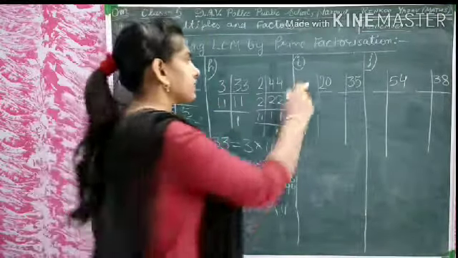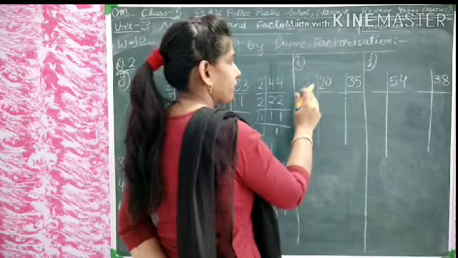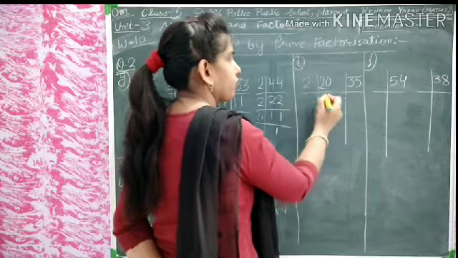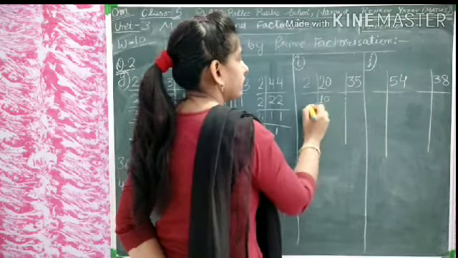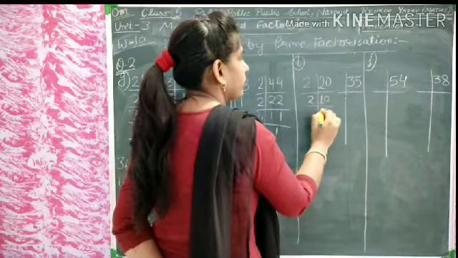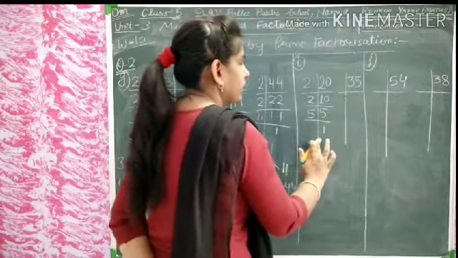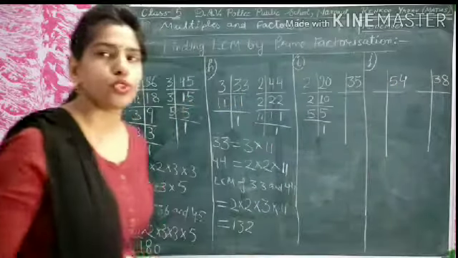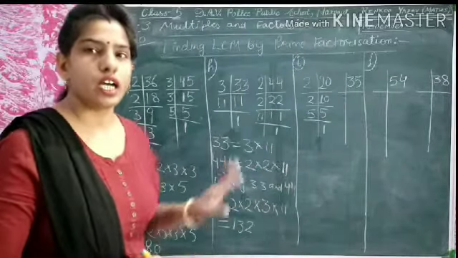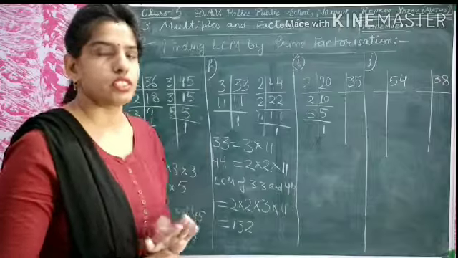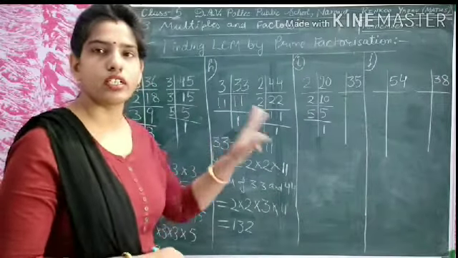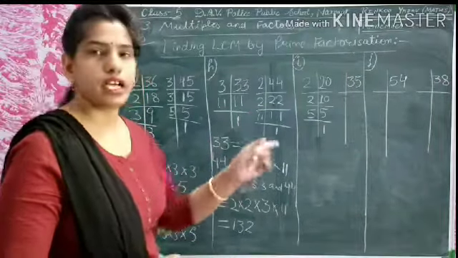There is the first prime factor, yes, 2. It is divided by 2. 2 1s are 2, and that's a 0. And 2 5s are 10. Now it will be divided by 5. 5 1s are 5. You will do all these questions yourself after understanding the previous questions. And then you can check your answers from this.